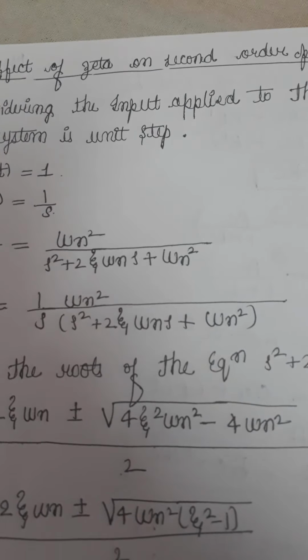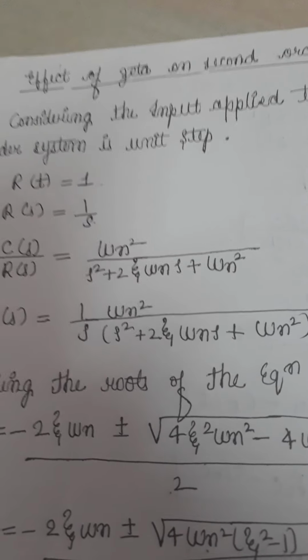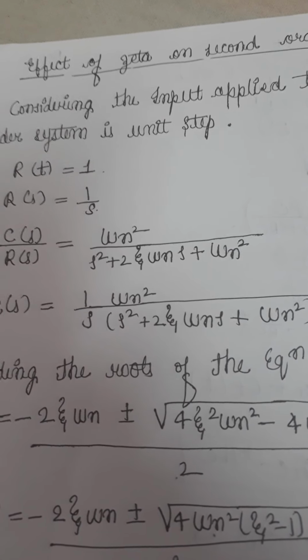So considering the input applied to the second order system is unit step, that is r of t is equal to 1. So we'll see the effect of zeta, what happens for different inputs. If r of t is equal to 1, r of s will of course be 1 by s, as you know.